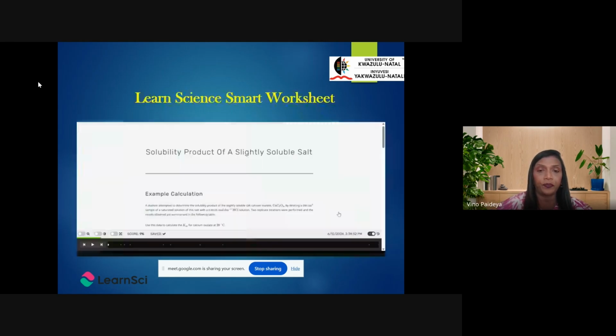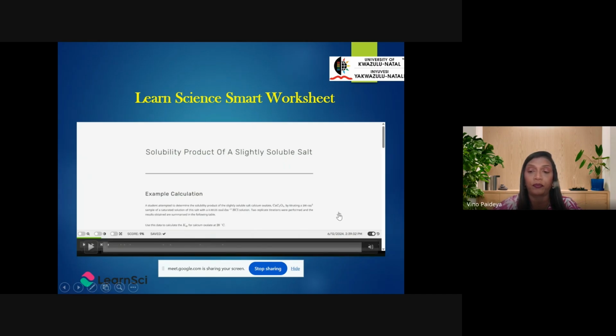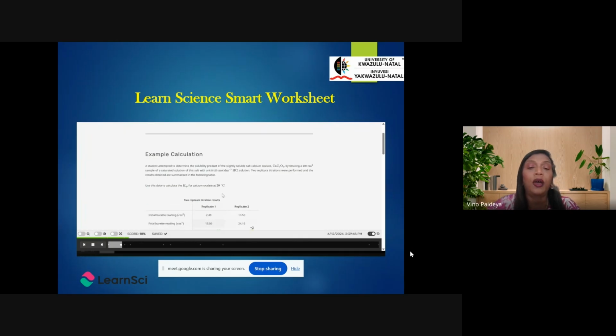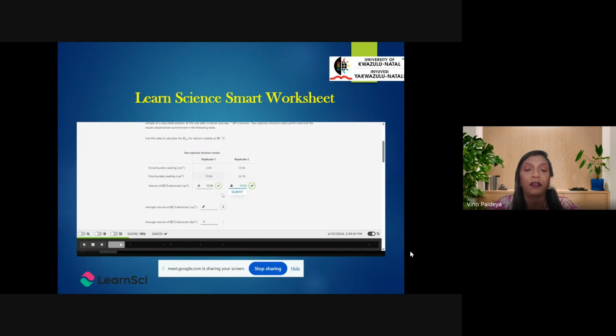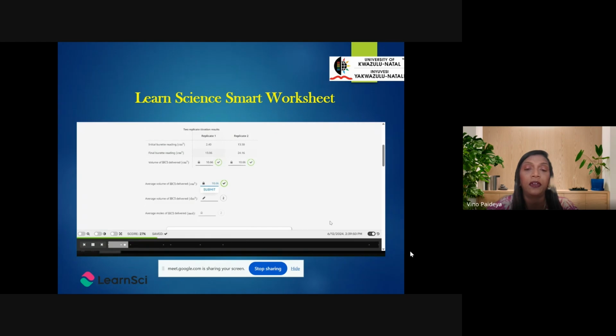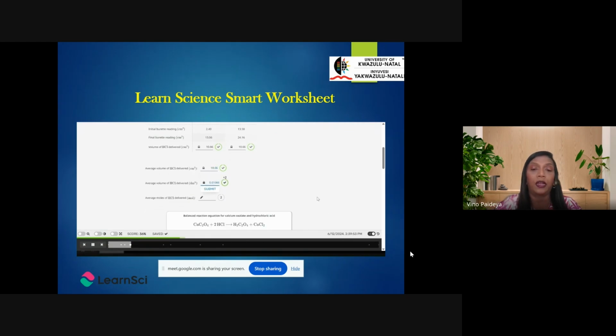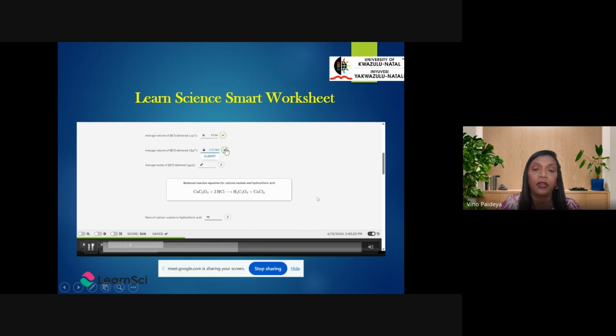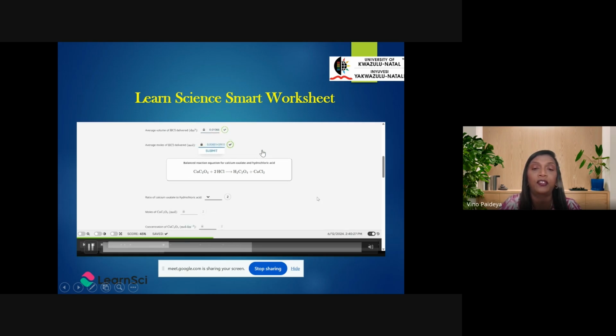Okay. And then we looked at the smart worksheets, which were worked on in collaboration with the Learn Science team. And here, this is just an example of one of them. So the students will input their results in here. For example, if they added a result there, it would then say, okay, tick it off as correct.